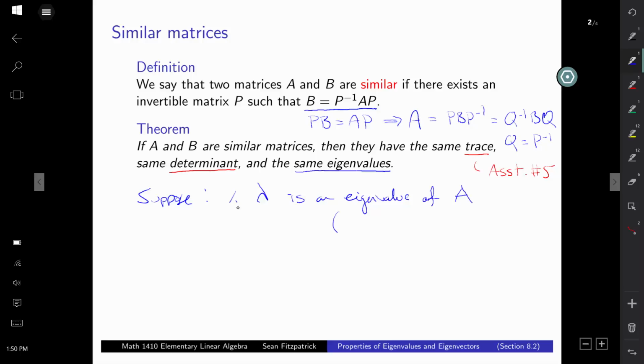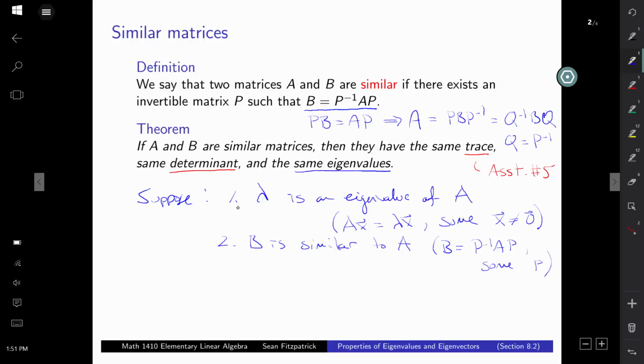And remember what that means. That means that A times X is equal to lambda times X for some non-zero vector X. And the other thing we're going to assume is that B is similar to A, right? So B is equal to P inverse times A times P for some invertible matrix P.